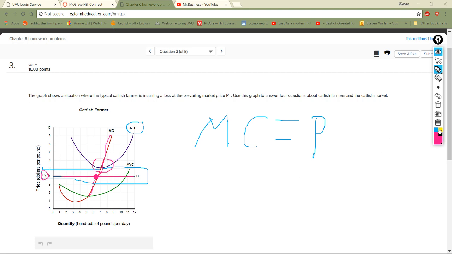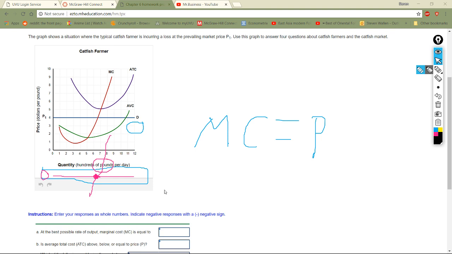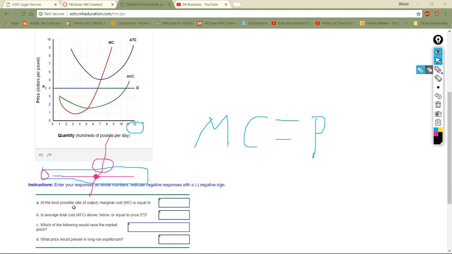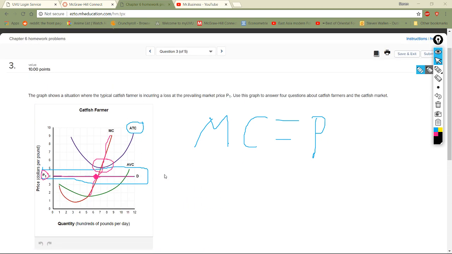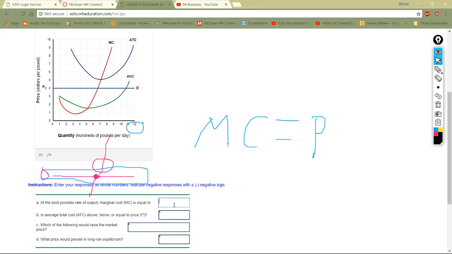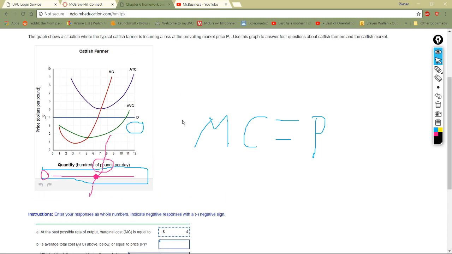So let's go ahead and take a look at this and see what we got. At the best possible rate of output, marginal cost is equal to what? Well, we said marginal cost equals price. It's 4. I don't know what else you want. That's what it is. You produce at 4. Okay, produce until your marginal cost hits there.